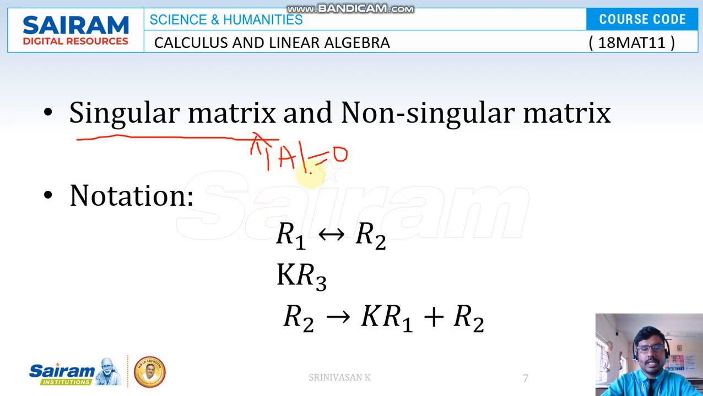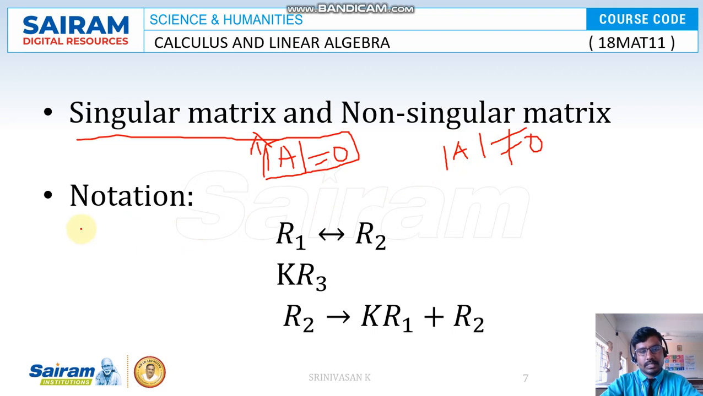If the determinant of A is equal to 0, if the matrix satisfies this condition, then the given matrix is called a singular matrix. A non-singular matrix is one where modulus A is not equal to 0. If the condition is satisfied, it is a non-singular matrix. So these are all basic concepts for the matrix and the types of matrix.